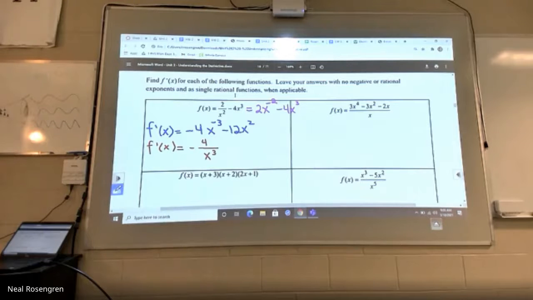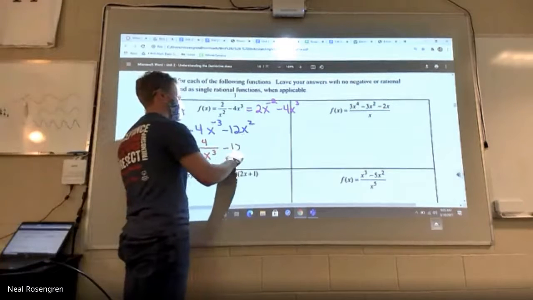Right, the only thing being raised at negative power is the x. That's the only thing that moves. And if it had parentheses, we couldn't use the power rule anyway. We'd have to expand first. Okay, no parentheses. But the negative 12x squared looks good. I like it. Negative 12.